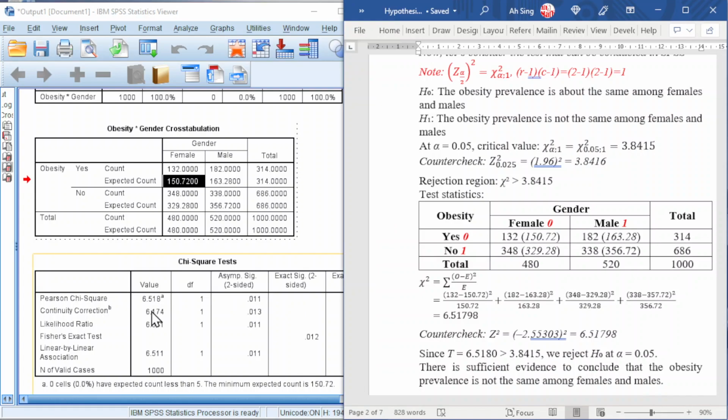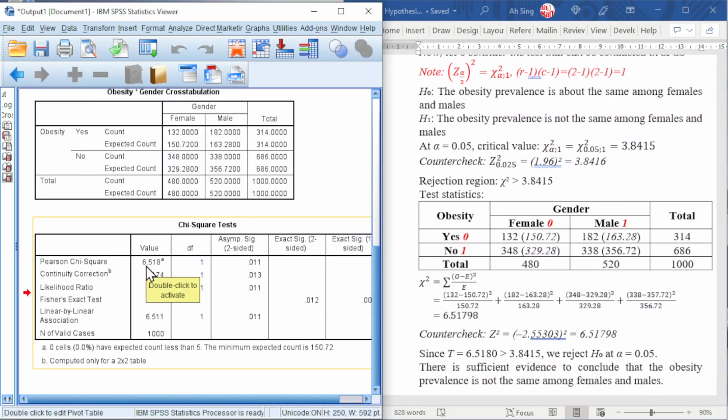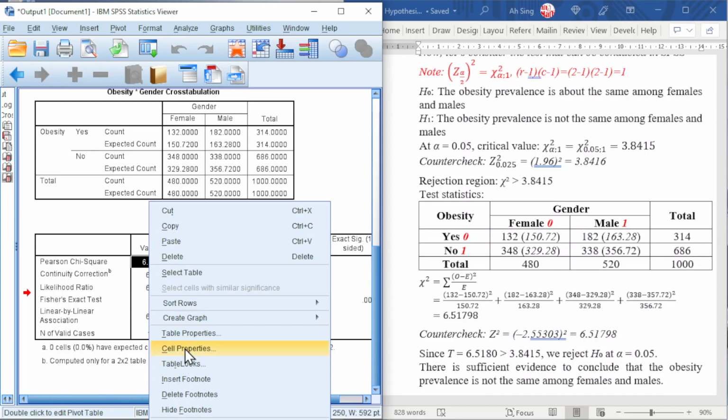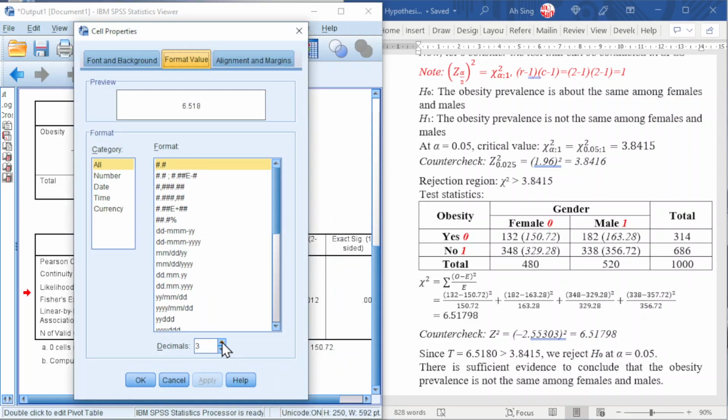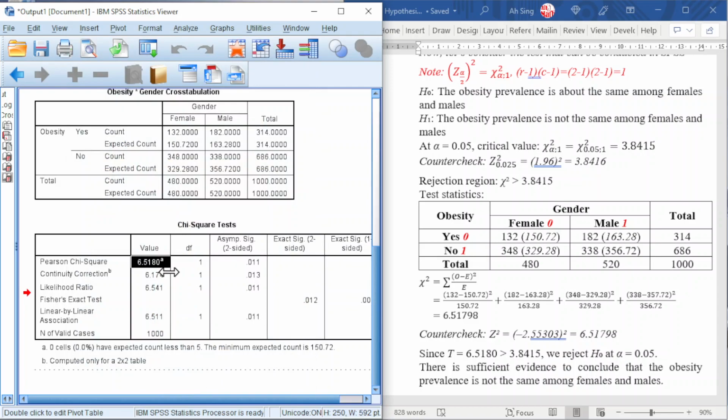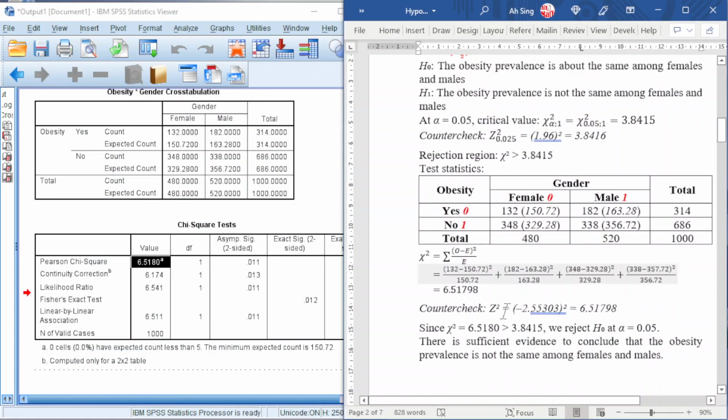And now from here we obtain the test statistic equal to 6.518. If we need 4 decimal places, also double click the table, right click the value, look for cell properties, and we choose 4. Click on OK and we should have the number. If we take the square of the test statistic obtained under the z-test, we should obtain exactly the same value as the test statistic obtained under the chi-square test.